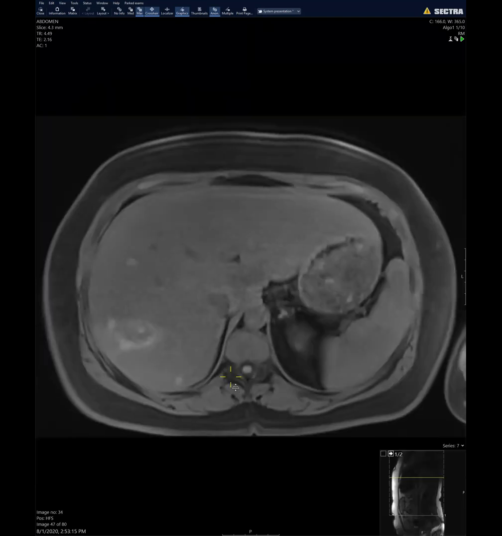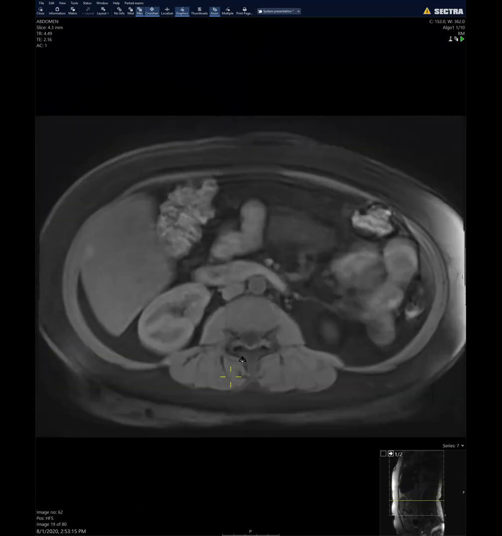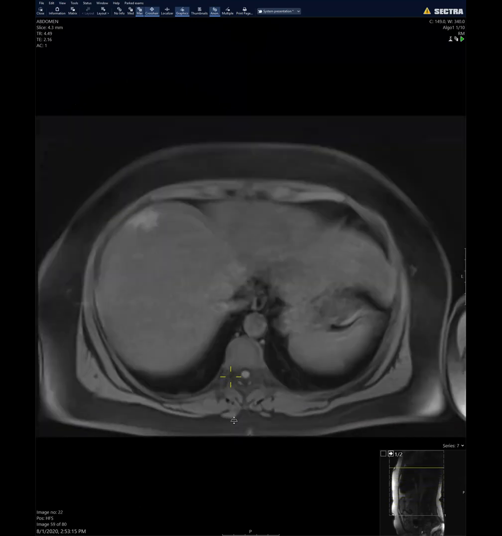This is the pre-contrast T1. There are multiple nodules which look T1 bright.